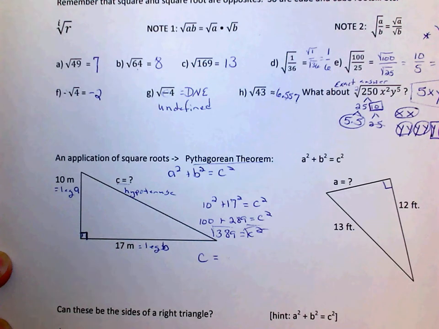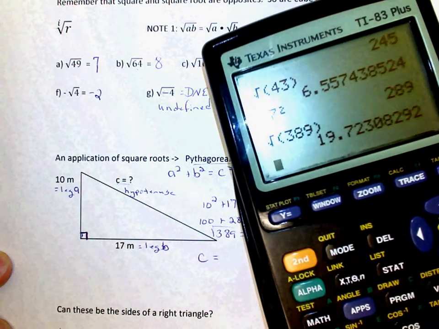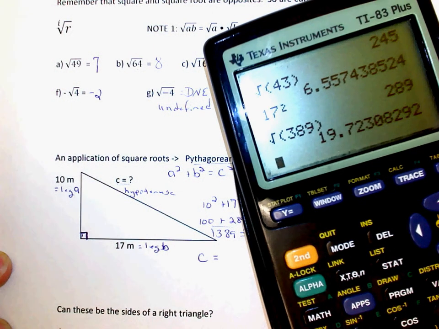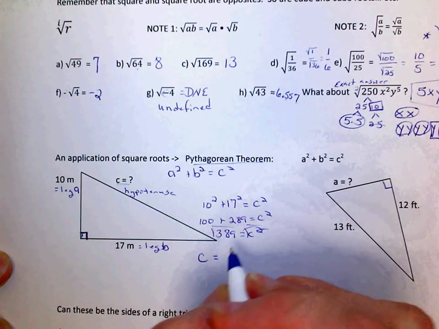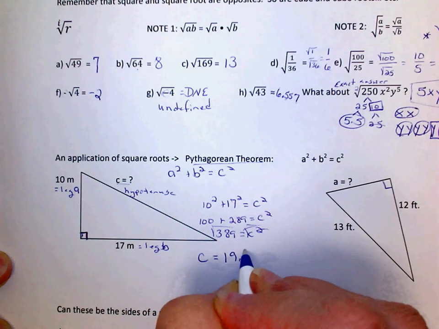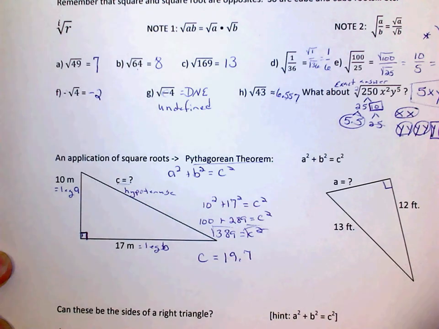and as you can see, this is an ugly answer. So 19, and I'm going to just stop it at 0.7. So 19.7, and it would be meters.